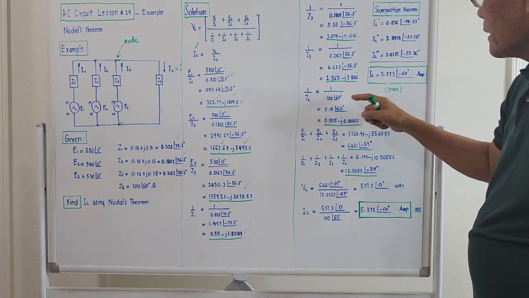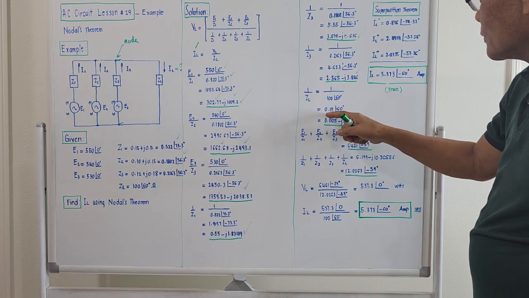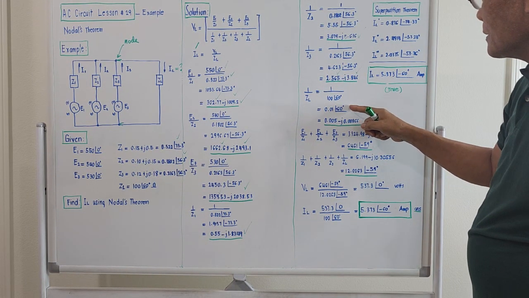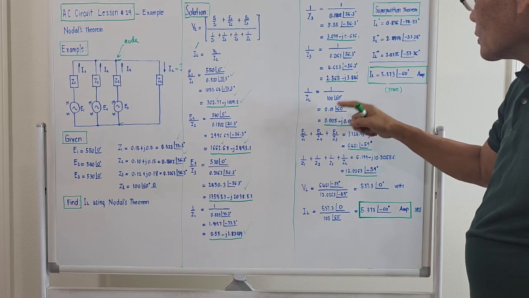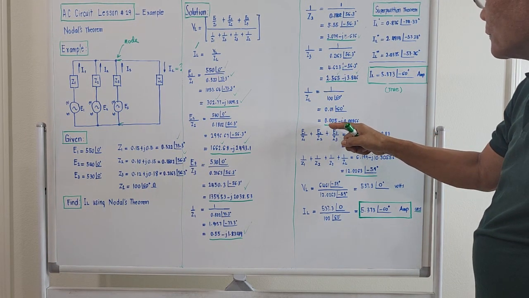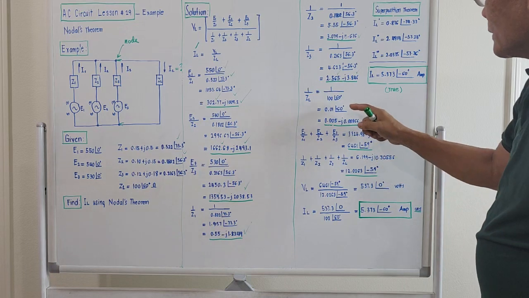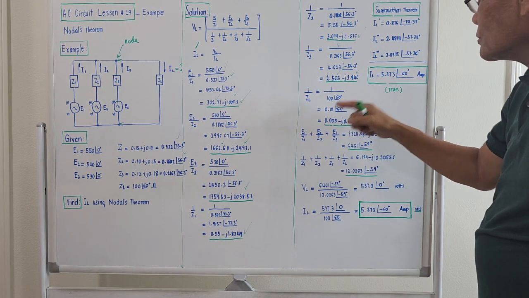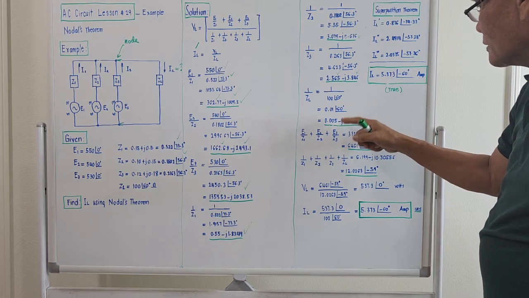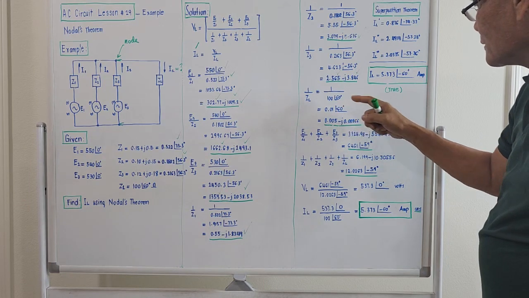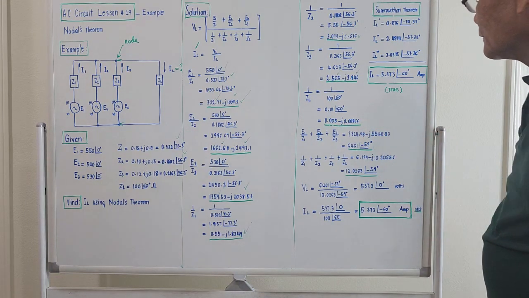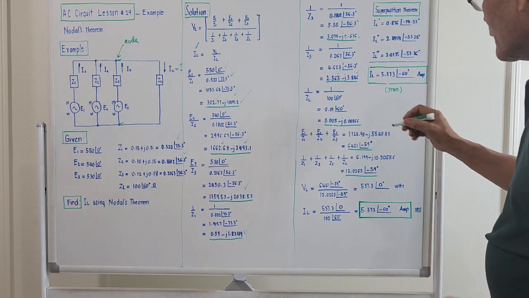1 over CL, we are on this. 1 over 100 angle 60. 1 over 100 is 0.01. We raise this up. This will be negative 60. Take cosine times 0.01. It will be 0.005. Take the sine. Okay, it's actually 0.866 times 0.01. So this is negative j. It should be negative because the angle is negative. Negative 0.00866. Okay, rectangular.